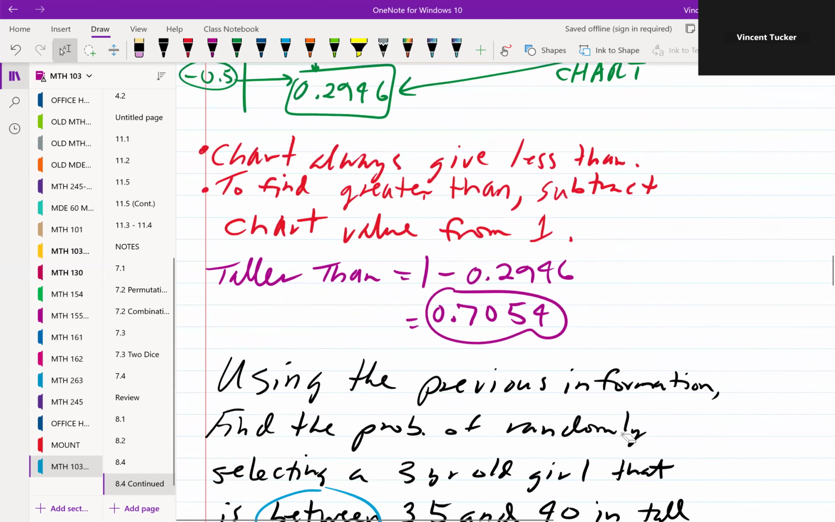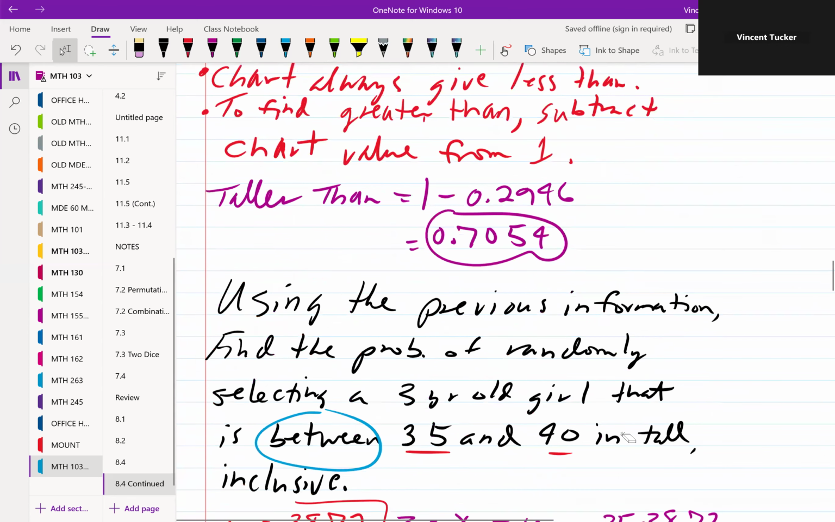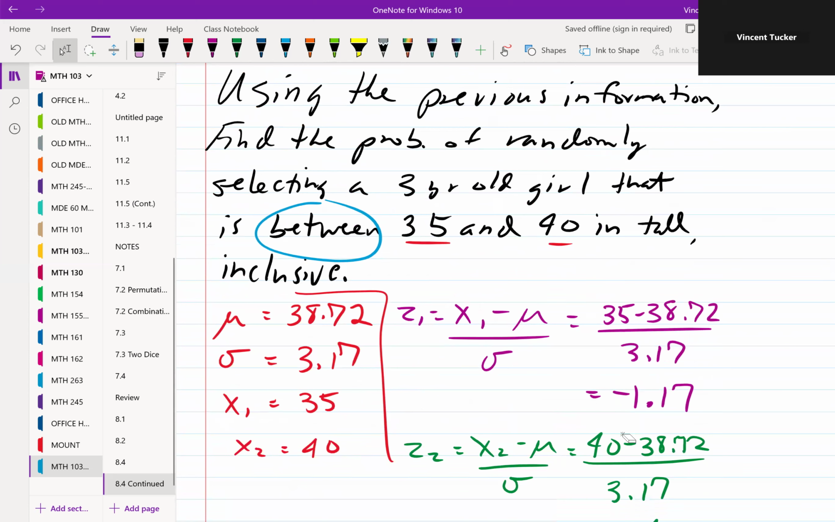So let's look at the third scenario using the previous problem. Once again, find the probability that a selected 3-year-old girl is between 35 and 40 inches tall, inclusive. All right, so the first thing we do is recognize once again our given information. Our mean is 38.72, standard deviation is 3.17. Data value, we have 2 of them this time. So our first data value, I call the X1, that's 35 inches. Second data value is 40 inches, that's X2.